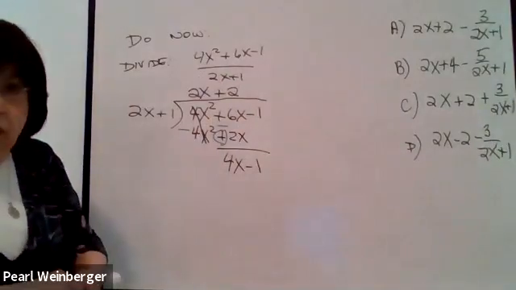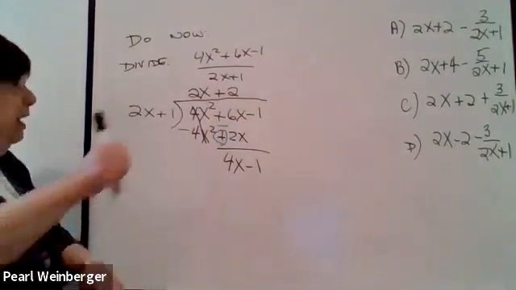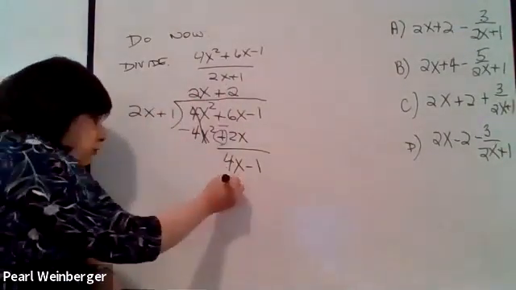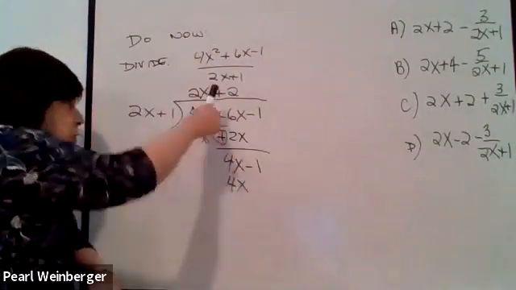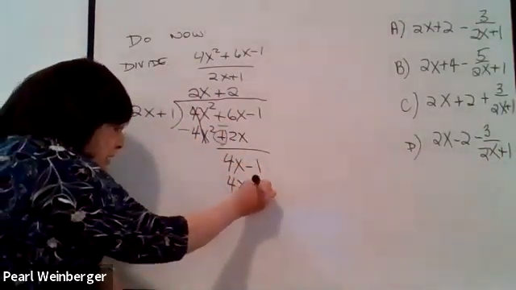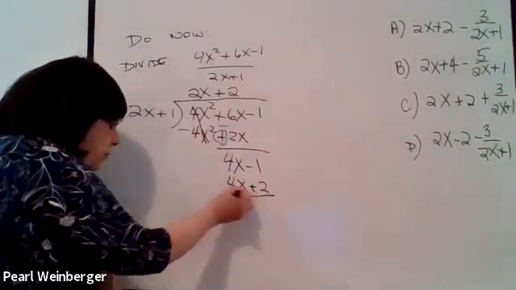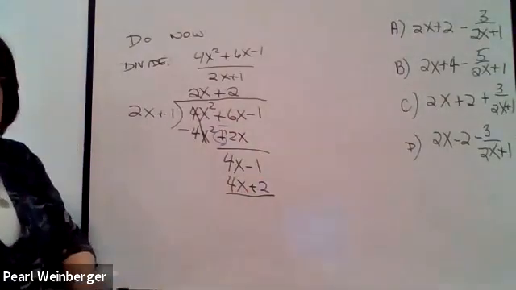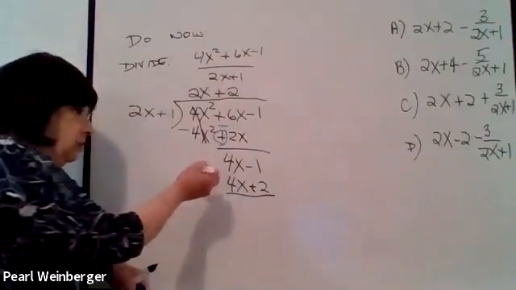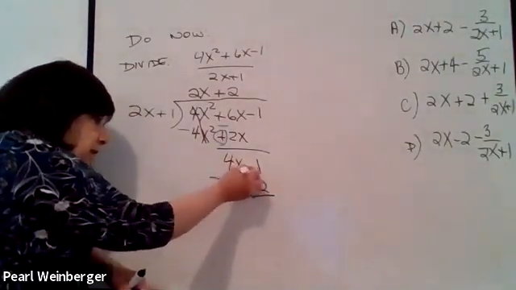And I take what I just put on top, which is the positive 2, and multiply by it. 2 times 2x is 4x. 2 times 1 is positive 2. Better watch my signs. Now I'm going to change my signs because I want to subtract. So again, this is going to become a negative. This is going to become a negative.